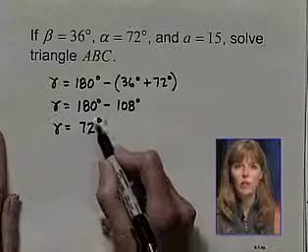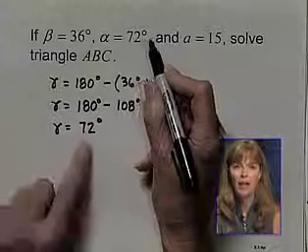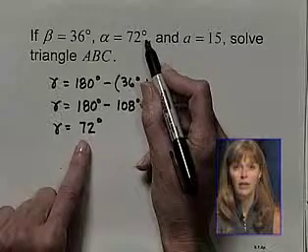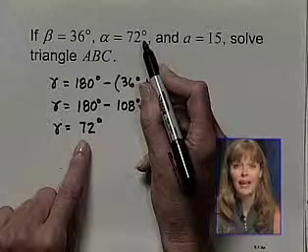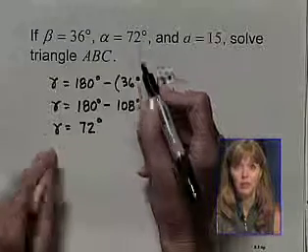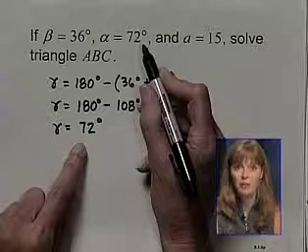Now, one thing to note here is that we end up having an angle which is equivalent to one that was already given, which means we're working with an isosceles triangle. That's going to be important to us and actually make our work a little bit easier.